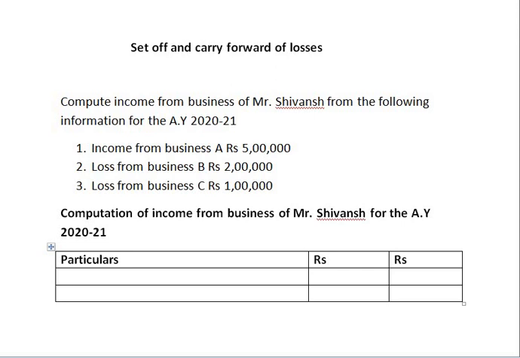Among business A, B and C, you are given income for business A, that is income from business A is rupees 5 lakh. Note down first profit earned from any business. Here business A has given you the profit of rupees 5 lakh, that is the reason we are first taking income from business A. Income from business A is rupees 5 lakh.